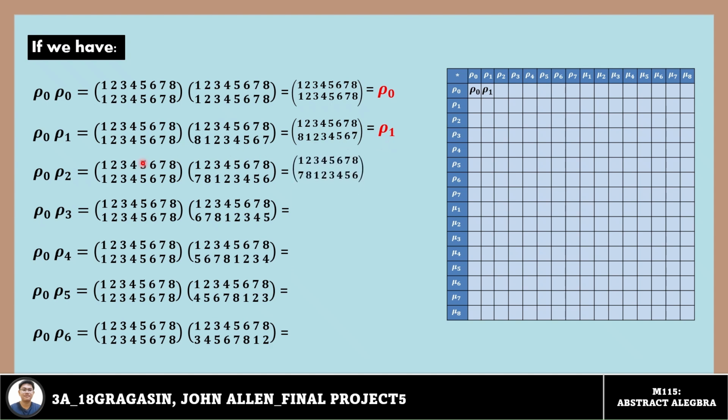So next, if we operate row sub 0 and row sub 2, this is the elements for row sub 0 and this is the elements for row sub 2. So we have here 1 is to 7 and 7 is to 7. That is why our answer is 7. 2 is to 8 and 8 is to 8. That is why our answer here is 8. 3 is to 1 and then 1 is to 1. That is why our answer here is 1.